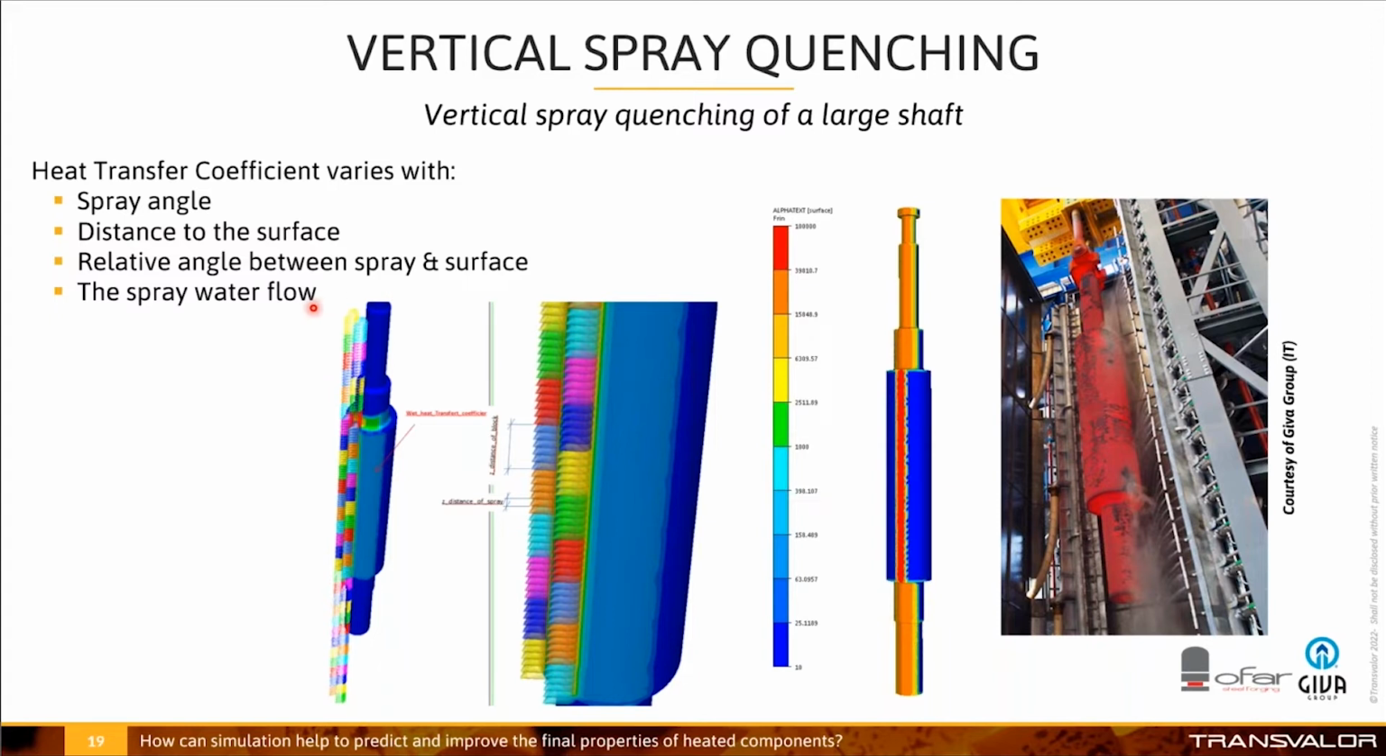We know that during spray quenching the heat transfer coefficient varies with the spray angle, the distance between the spray and the surface of the part, the relative angle between the spray and the surface, and the spray water flow. Here, for example, we see the heat transfer coefficient. We can see that here we have the sprays that are cooling this part. The part is rotating to have a uniform, homogeneous cooling.